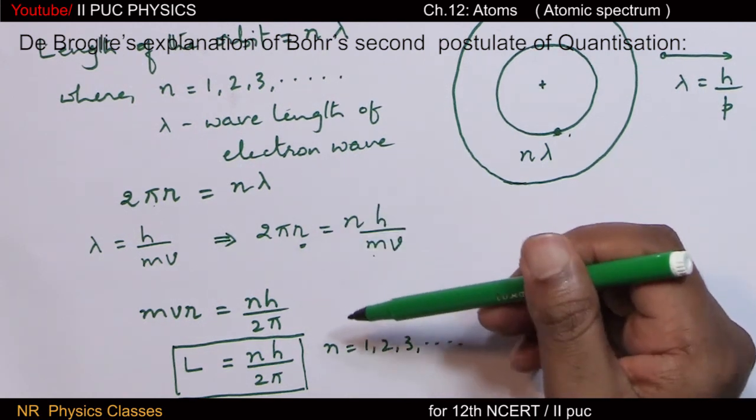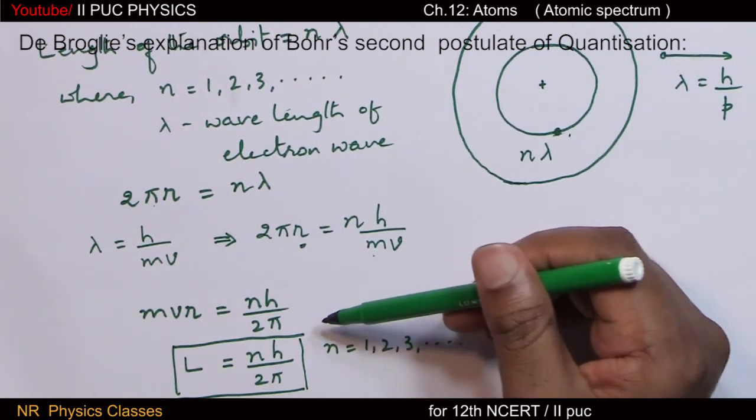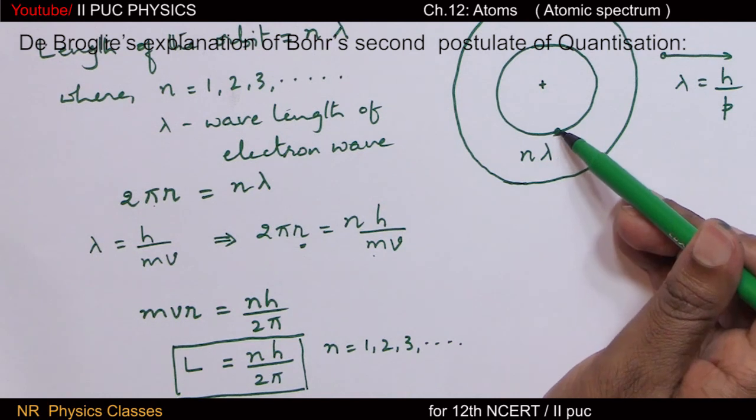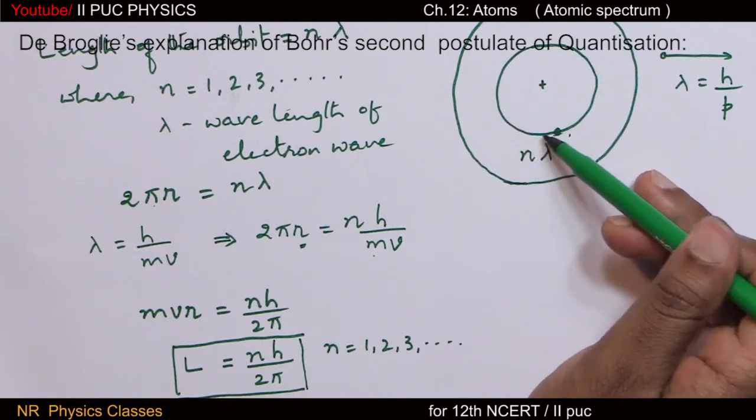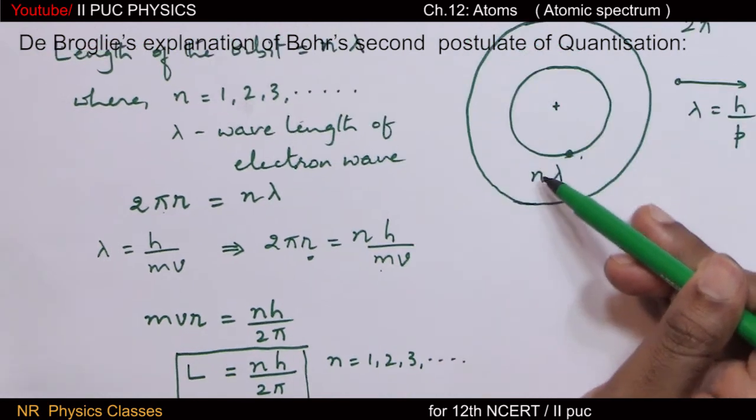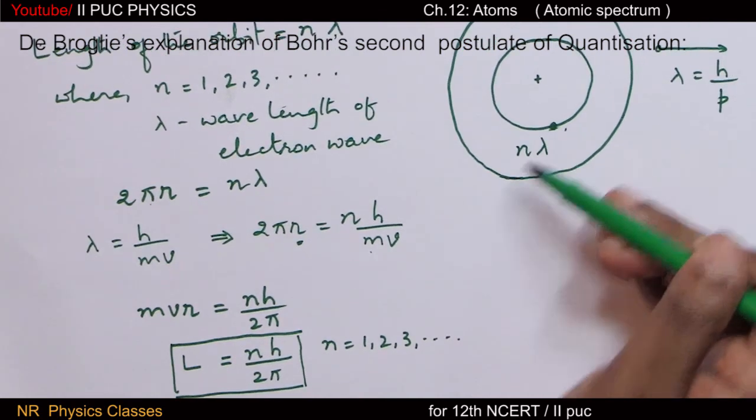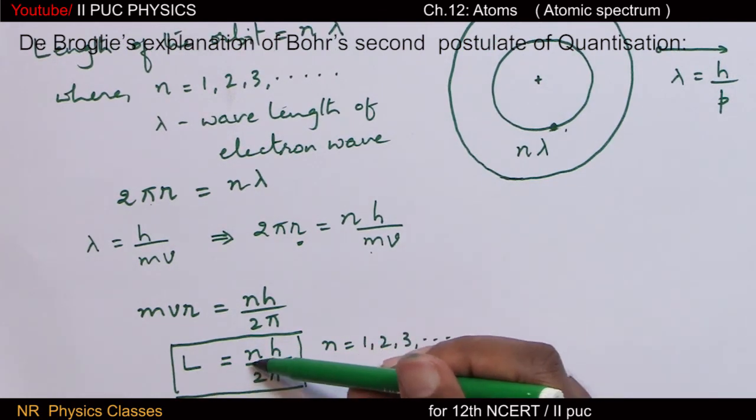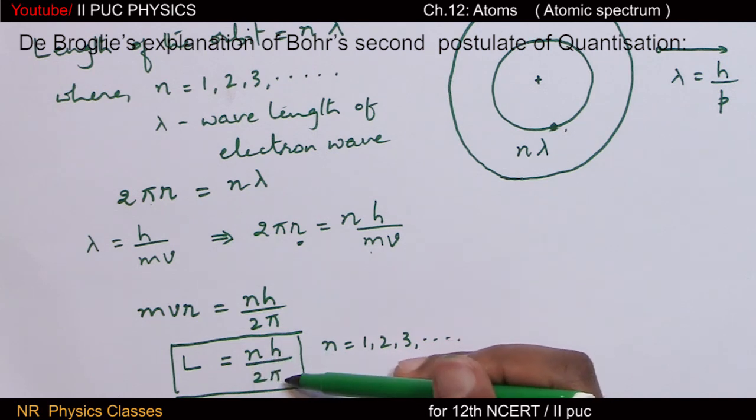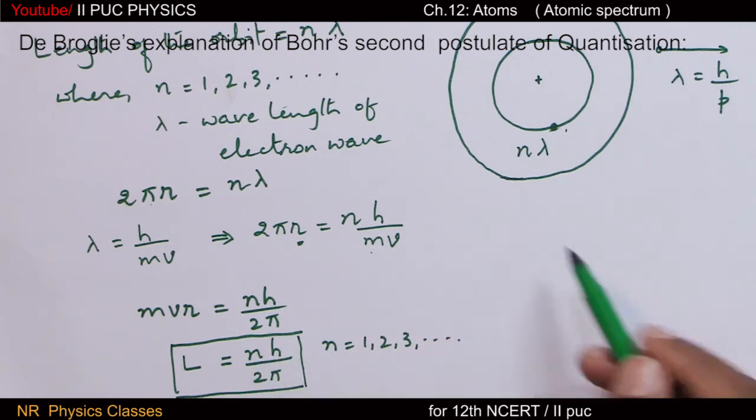So de Broglie suggested that electron behaves like waves, and the length of the allowed orbit must be an integral multiple of the electron wave. As a result, he could explain angular momentum equal to nh by 2 pi. This is for 2 marks.